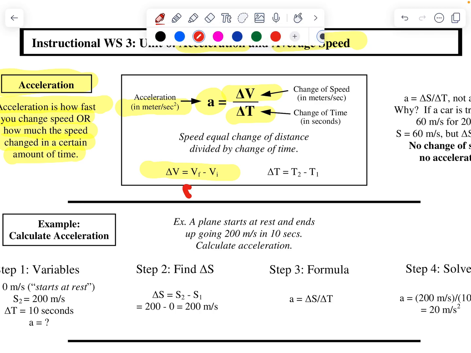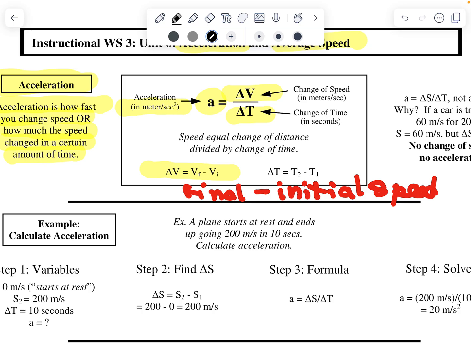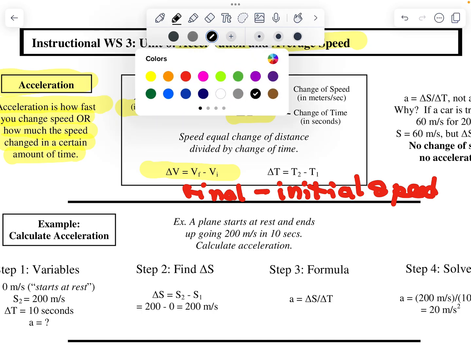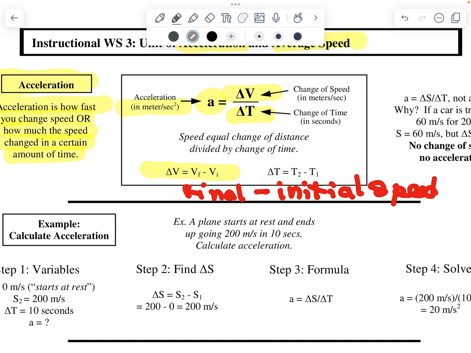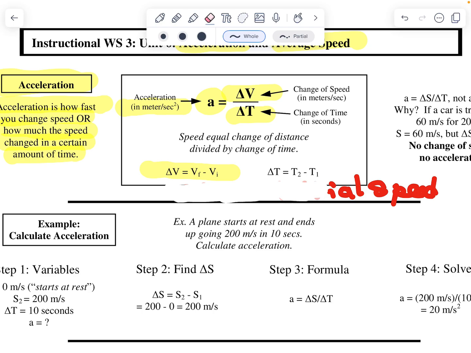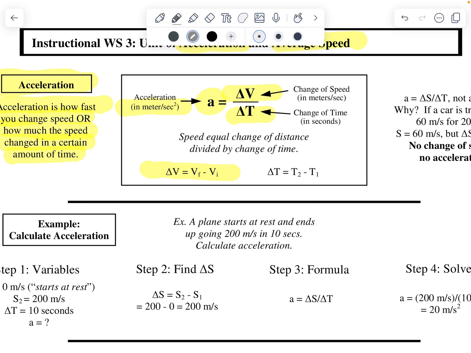Let me get to a much lighter font here if I can. How do I get to my lighter font? Okay. Final, minus initial, speed. Let me try this one. There we go. Let's try that. See if I can get that one. See if that's any less. Final. Well, it's not very beautiful.